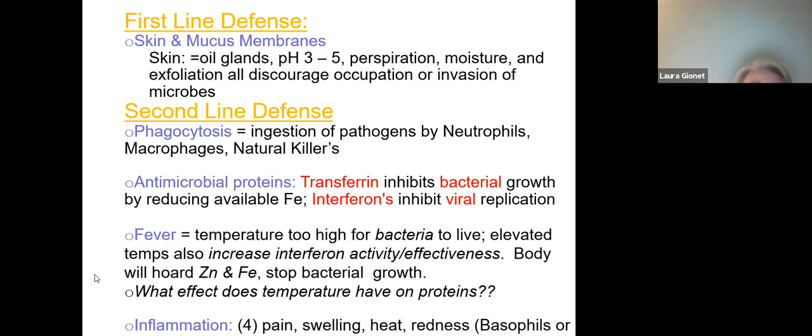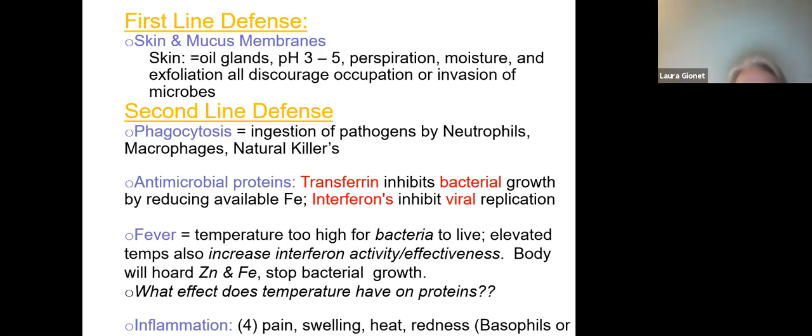And the body will hoard zinc and iron to try to stop bacterial growth by using things like transferrin. So the question is, what effect does temperature have on proteins? Remember that proteins, those hydrogen bonds that maintain the secondary, tertiary, and quaternary structures of a protein, are very susceptible to denaturation, which means you break the hydrogen bonds and these proteins just start to unravel, which means they're not going to function the same way. And the two major variables to denaturation are increased body temperature and extremes of pH, especially acidic environments.